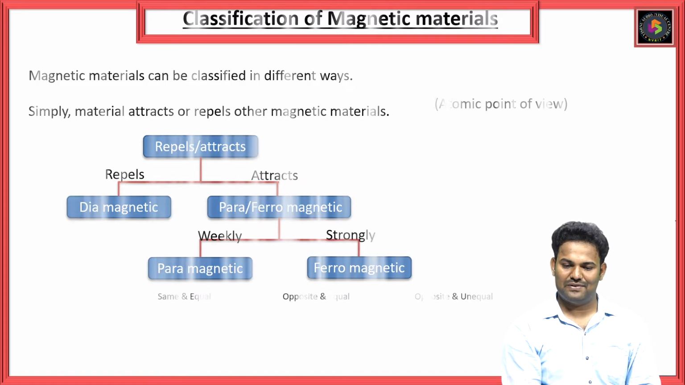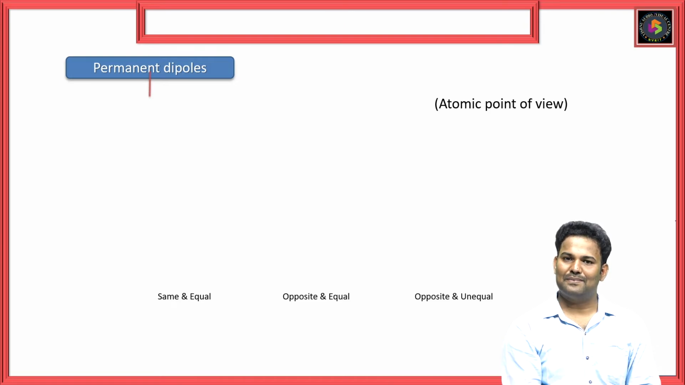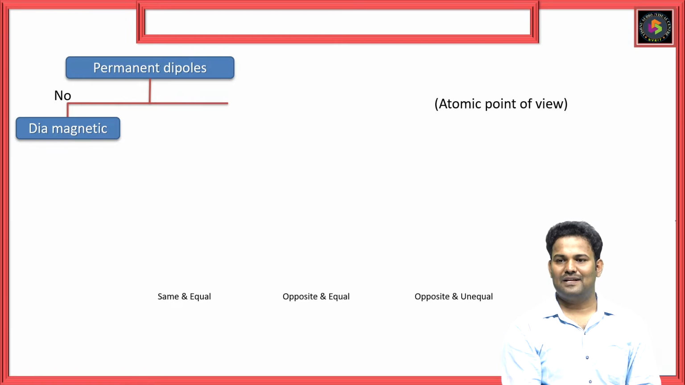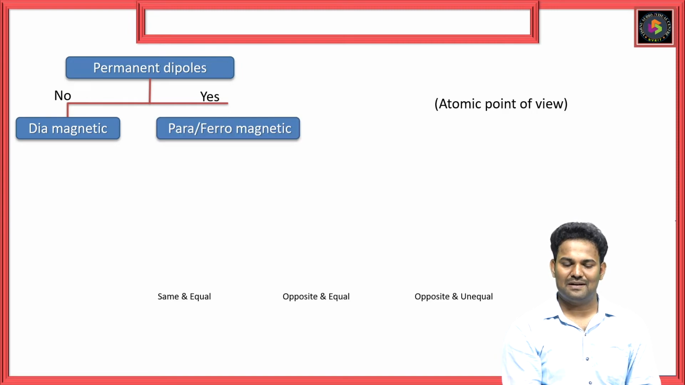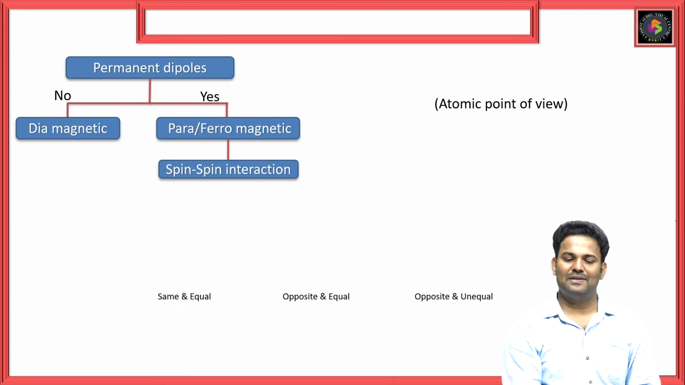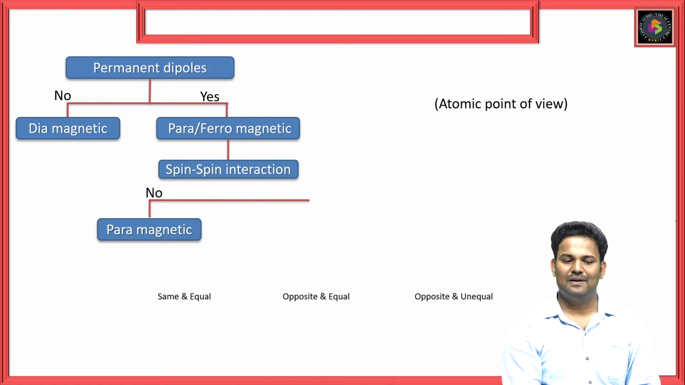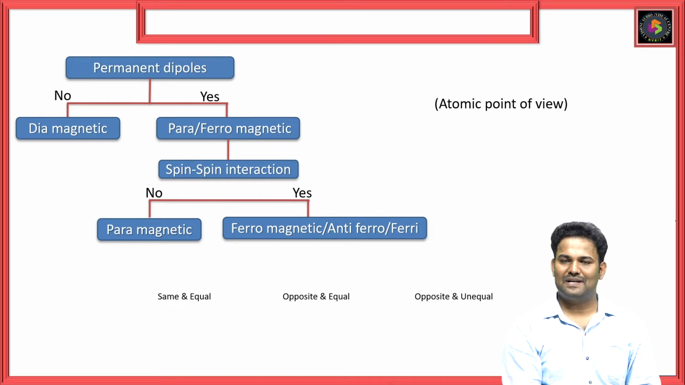So the atomic view of the classification of the magnetic materials. We'll talk about the permanent dipoles. If there are no permanent dipoles, we can say that is a diamagnetic material. If permanent dipoles are present in the material, we can say that is a paramagnetic or ferromagnetic material, which completely depends upon the spin-spin interaction of the electrons. If the spin-spin interaction is not present, we can say that is a paramagnetic material. If spin-spin interaction is present, we can say that is a ferromagnetic, antiferromagnetic or ferrimagnetic material.